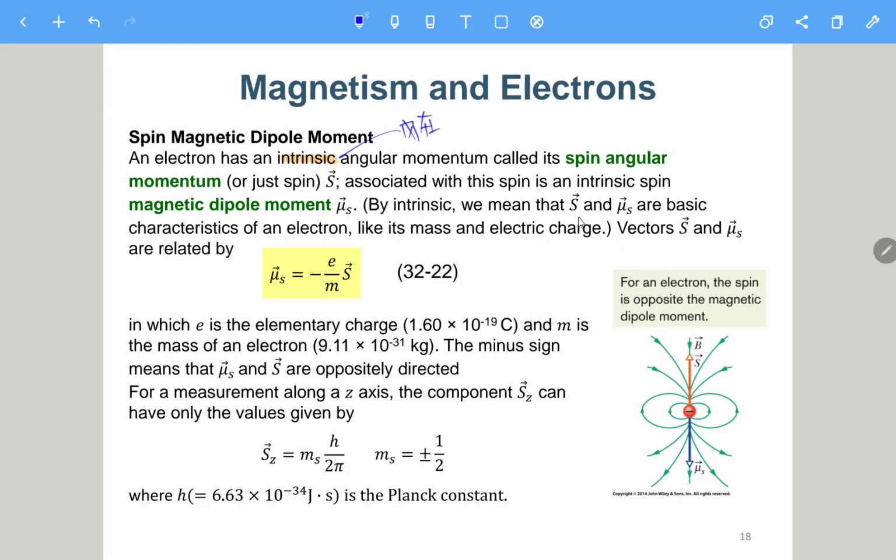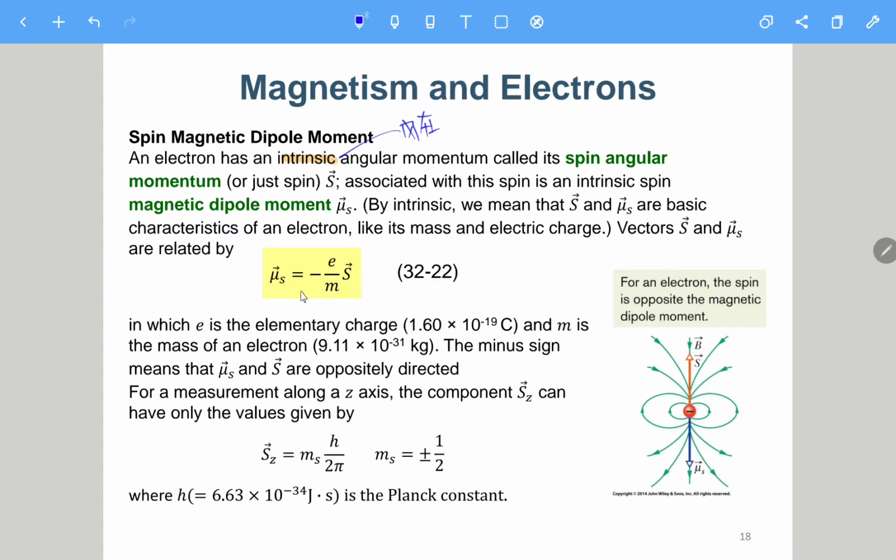It's just like mass. When I'm here, I have mass. You cannot remove this property from me, because when there is an object, there must be a mass. So this spin is also another intrinsic characteristic of the electron. Okay, so vector S and mu s are related by this equation. mu s is the dipole moment, and capital S is the spin. It is proportional to the elementary charge, and then normalized by the mass.